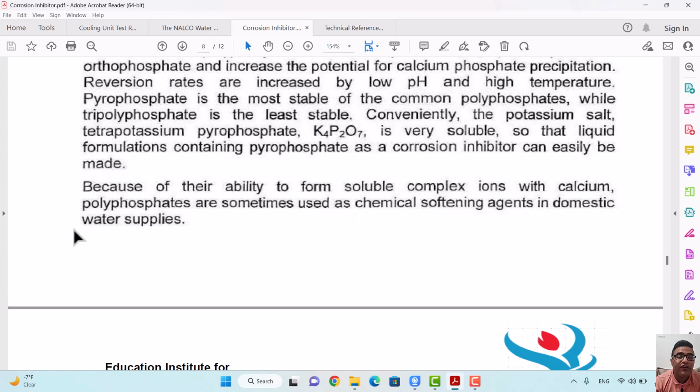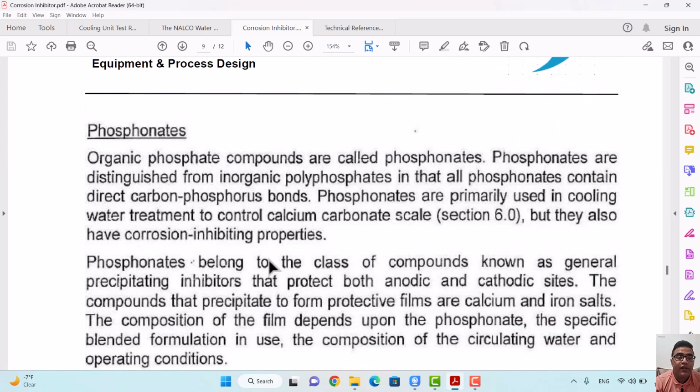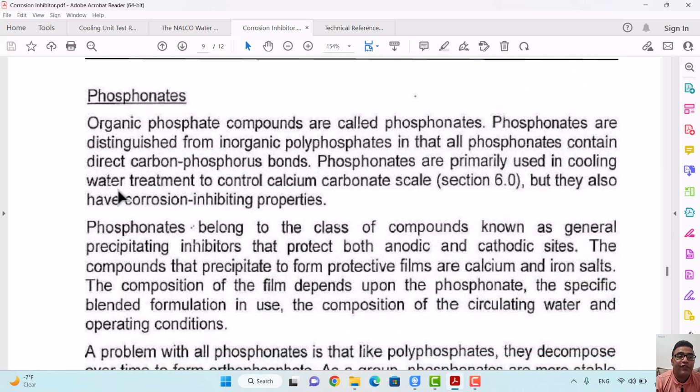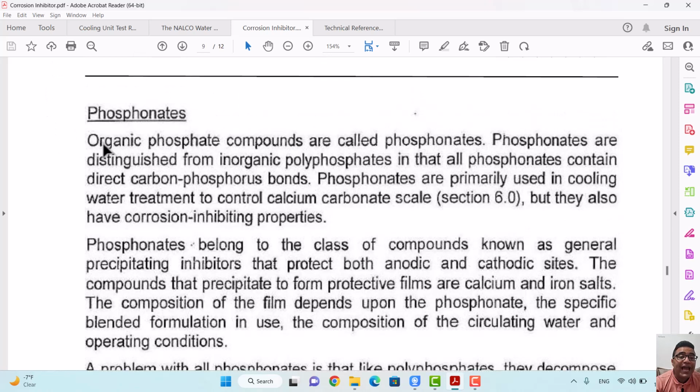Then we have phosphonates. Organic phosphate compounds are called phosphonates. Remember, phosphonates are distinguished from inorganic polyphosphates in that polyphosphates are inorganic while phosphonates are organic phosphates. So phosphonates are distinguished from inorganic polyphosphates in that all phosphonates contain direct carbon-phosphorus bonds.